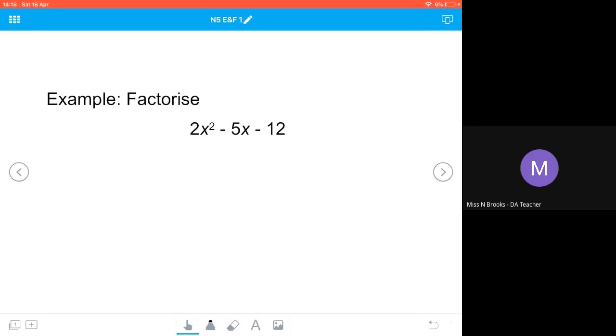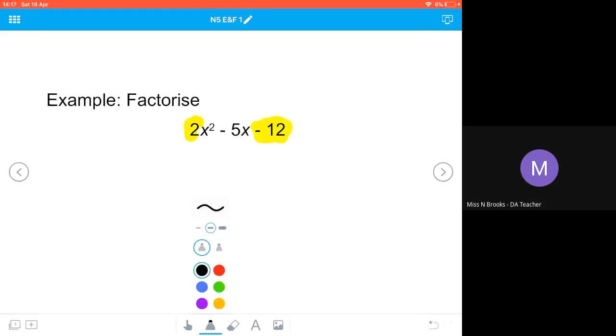We've got to factorise 2x squared minus 5x minus 12. So the first thing we're going to do is find our magic number. And we find our magic number by multiplying the 2 and the negative 12 together. Now you can see that we've got a negative term in the middle and a negative term at the end, so we know that our brackets are going to have different signs. So our magic number is 2 times negative 12, and that gives us a magic number of negative 24.